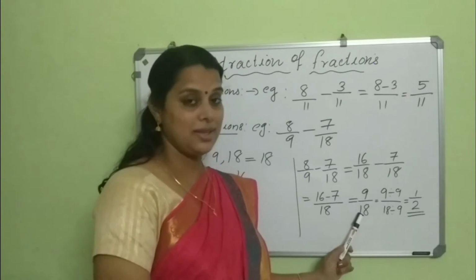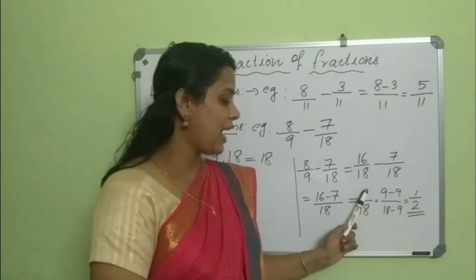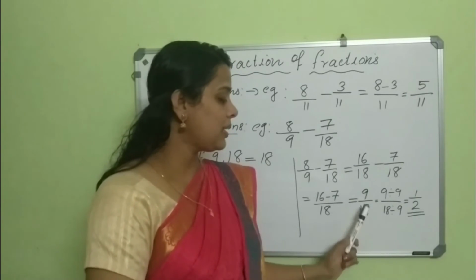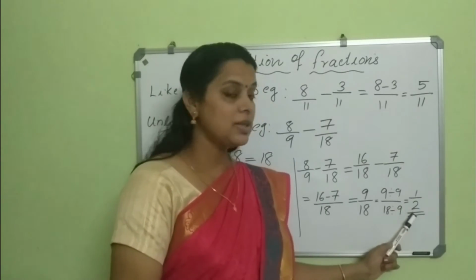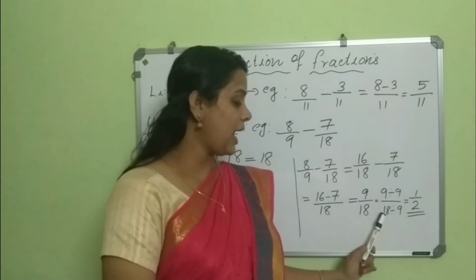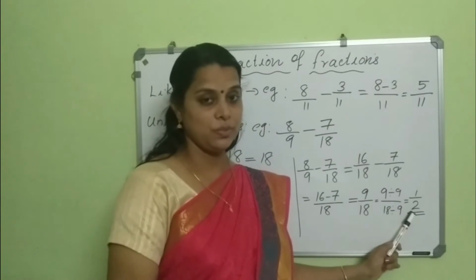So first we need to check the highest common factor of 9 and 18. We know how to find HCF, right? 9 is the highest common factor of 9 and 18. So when we divide the numerator and denominator by the highest common factor, we will get the simplest form. So 9 divided by 9 and 18 divided by 9. That is 1 by 2.